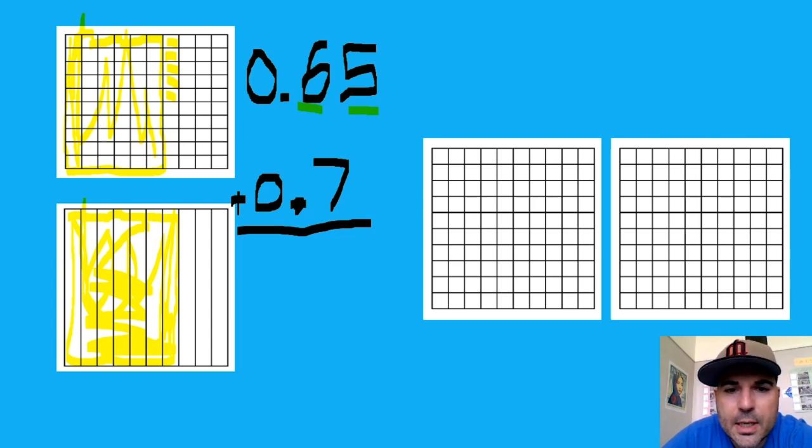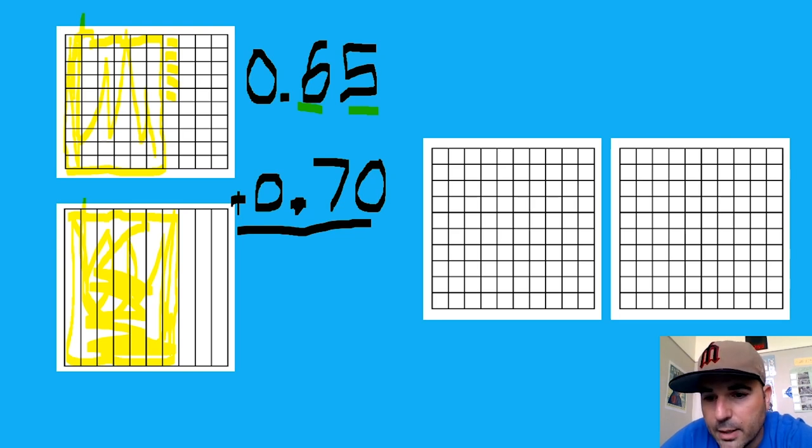I want to get ready to add those together. When I go to add those together, I want to make sure that all my places have digits. So I want to put a 0 in my hundredths place to tell me that this over here is really 70 of these little squares if we started drawing them. So let's add up what we have.